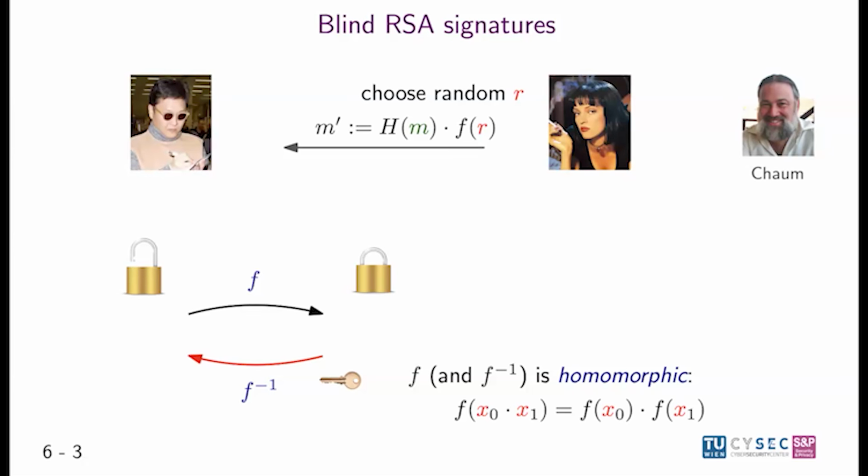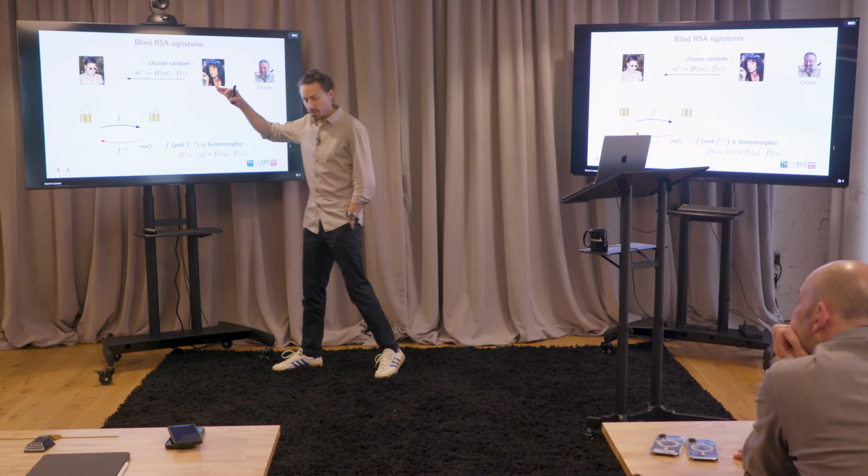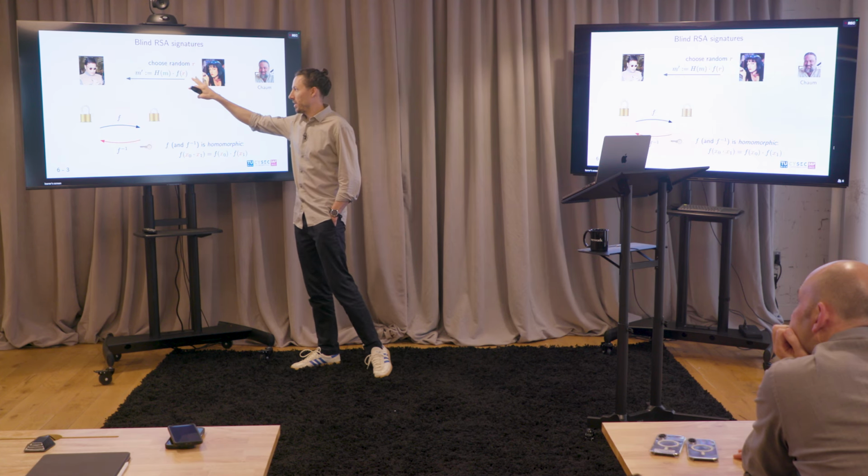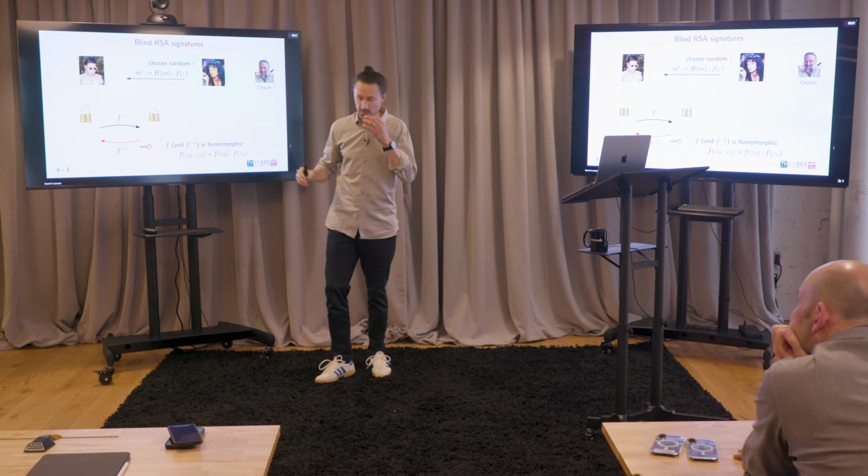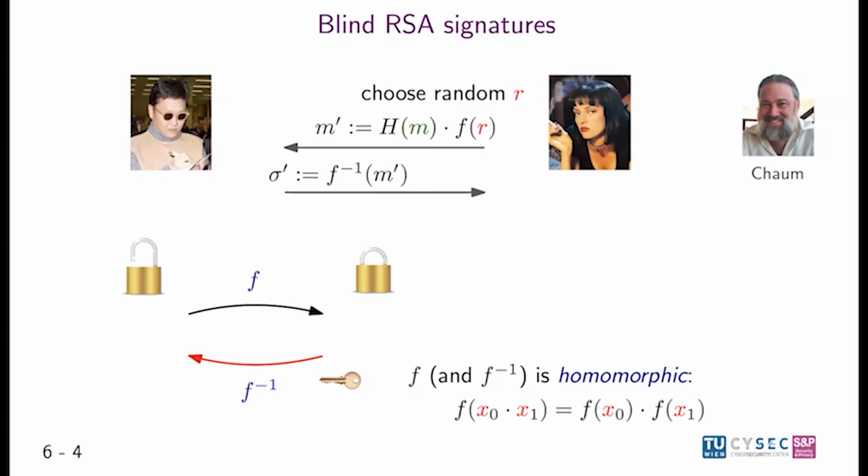The user chooses some random value r in the RSA domain, computes the hash of the message, and then blinds it by multiplying it by f of r and sends that to the signer. And since f is also a bijection and r is uniformly random, this perfectly hides the message. So m prime doesn't contain any information about the message. Now what the signer does is compute f inverse on this blinded message, m prime.